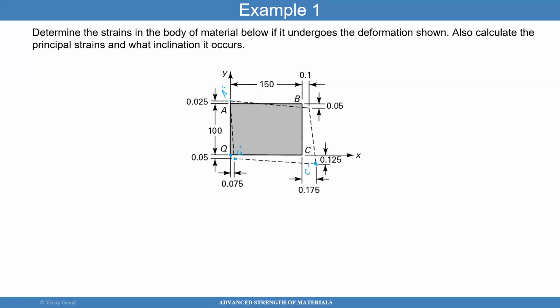So it's useful to understand how things are moving around so that you can do an analysis of what's happening here. The question that's asked is, what are the principal strains and at what inclination do the principal strains occur? So the first question is, what are the strains of the body of the material? And the second question is, what are the principal strains?